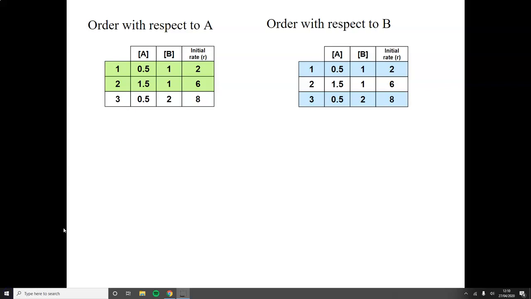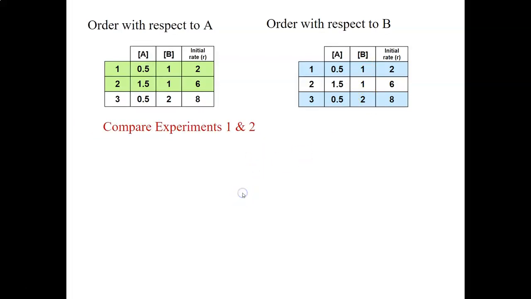So here we have the results table, just copied and pasted from the previous slide. But I've highlighted the 2 experiments you need to use to find the order with respect to A. Notice A changes and B doesn't, so any change in rate is down to a change in the concentration of A. And the same for B. Okay, A doesn't change between those 2 experiments, but B does.